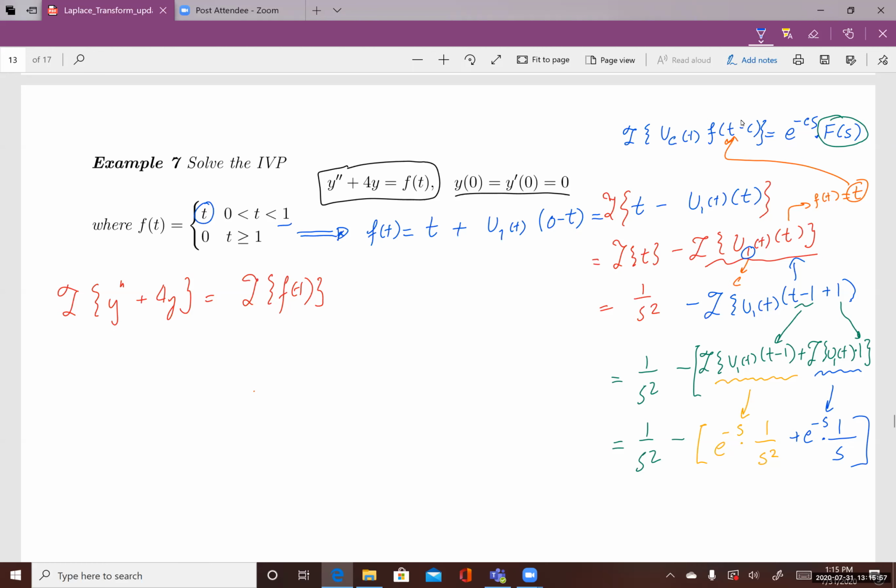So again, we just found the Laplace transform of this step function. Okay, and we can bring this result over here.